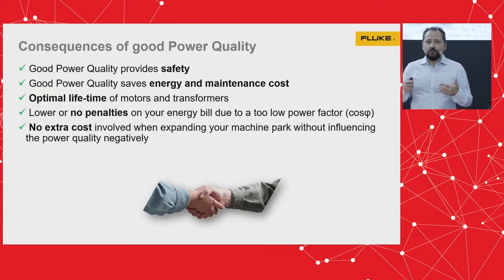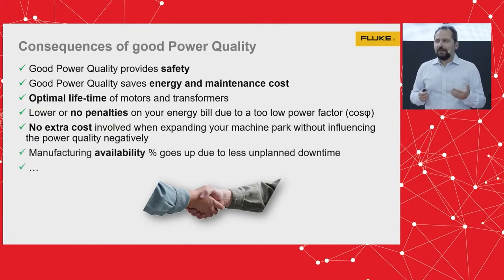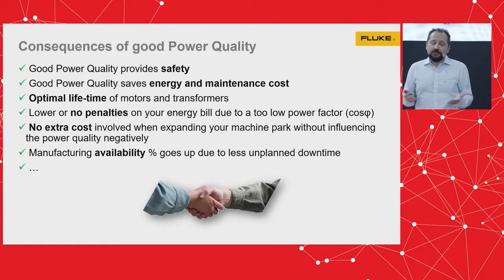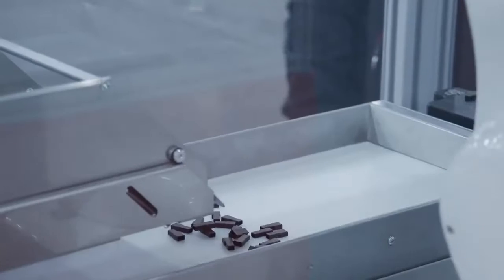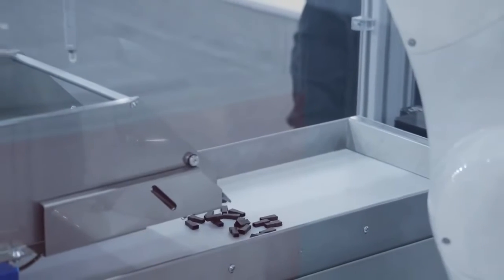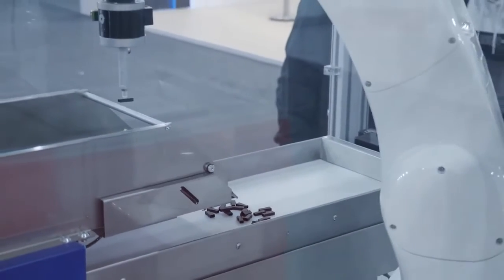Apart from that, we can better plan for expansions of our facility because we know its limits, and we maximize availability of our production because we keep our power quality under control, and therefore we don't have unexpected tripping of protection devices. We don't have assets failing, transformers, motors, and so on. So this is a brief summary on power quality.